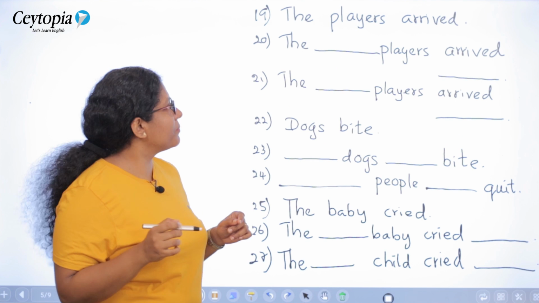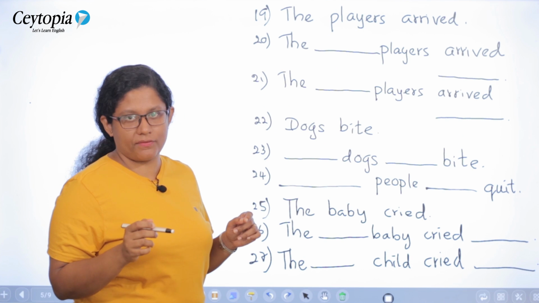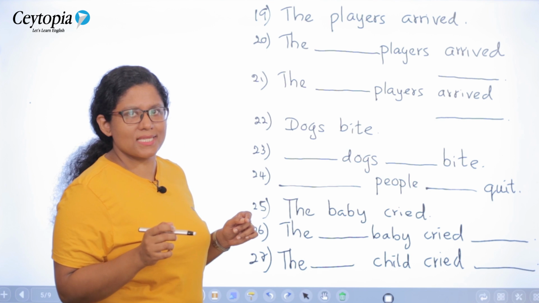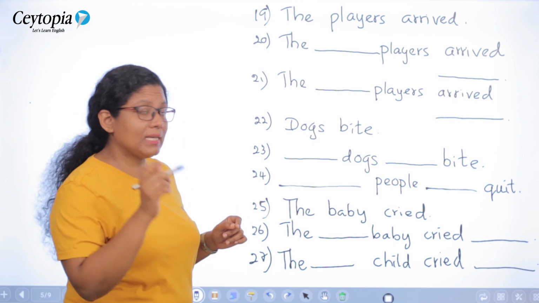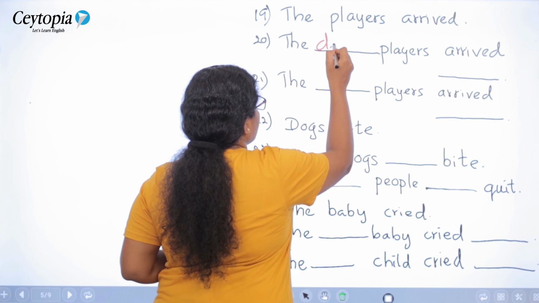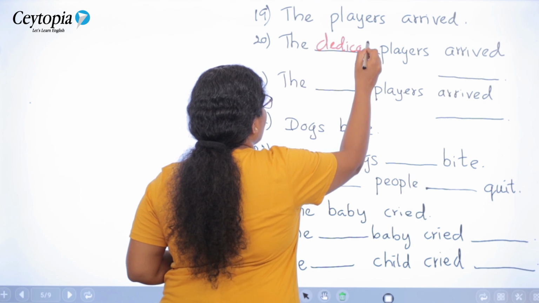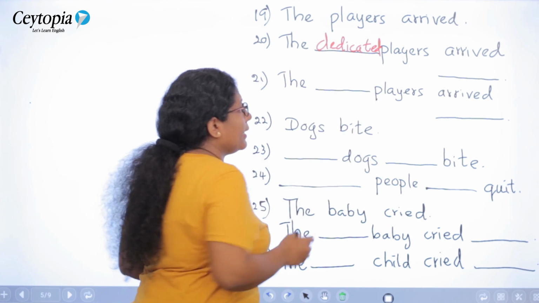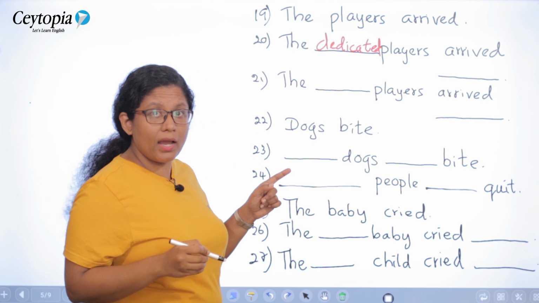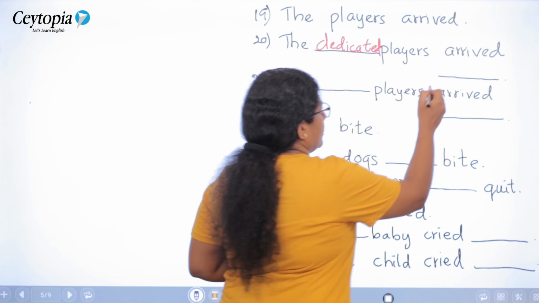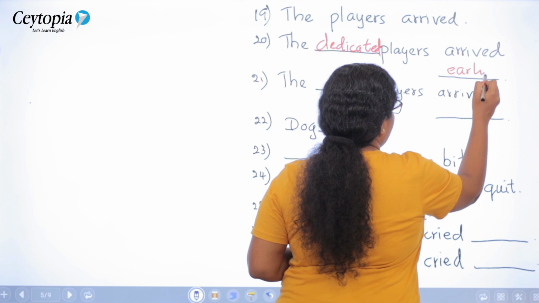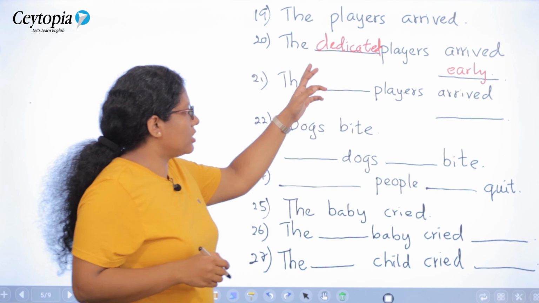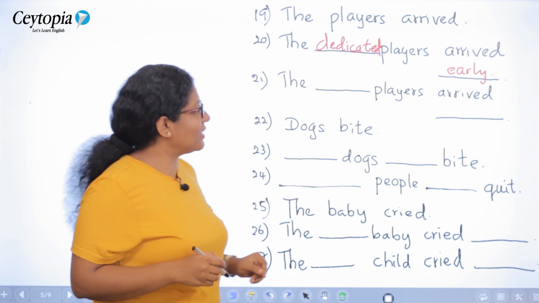Further examples. The players arrived. What players? The dedicated players, let's say. Now you know what kind of players. The dedicated players arrived early. Early is the adverb. Dedicated is the adjective that describes players.